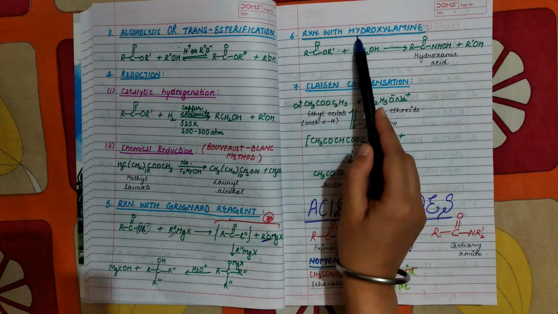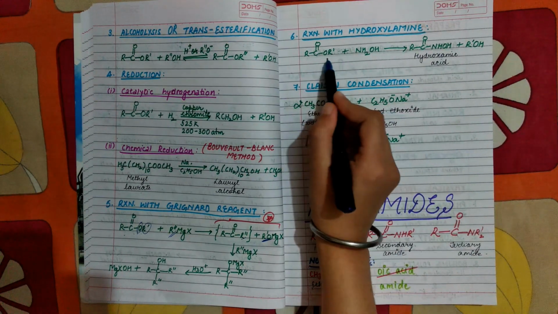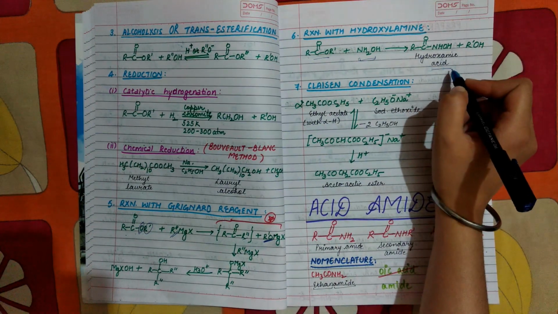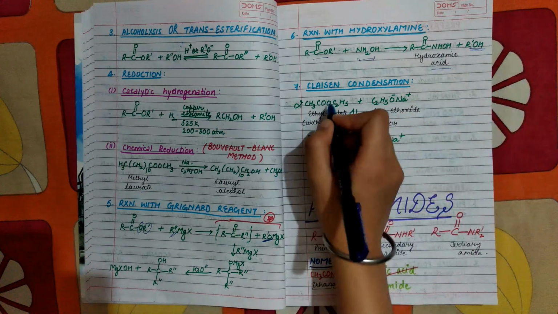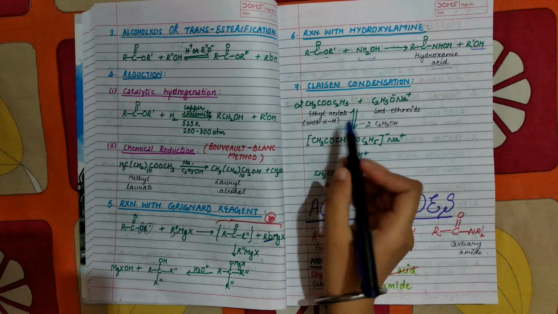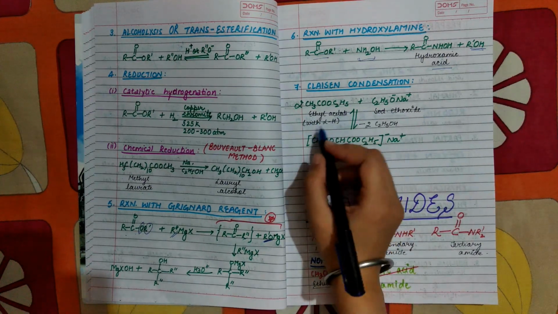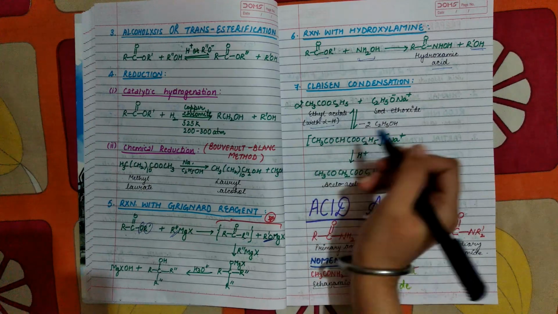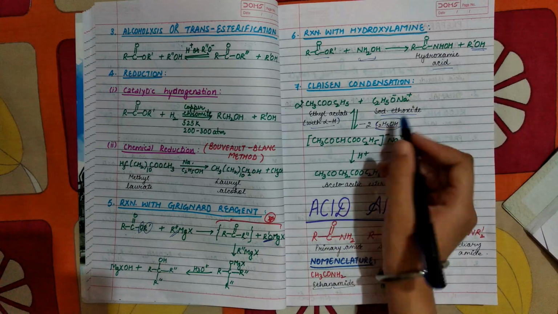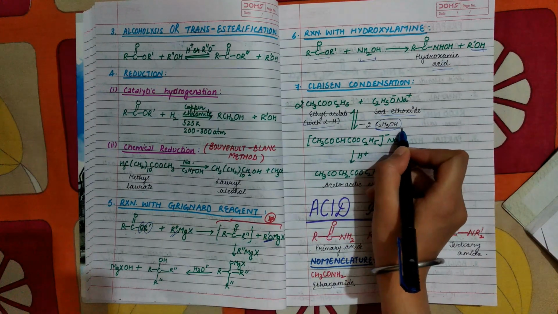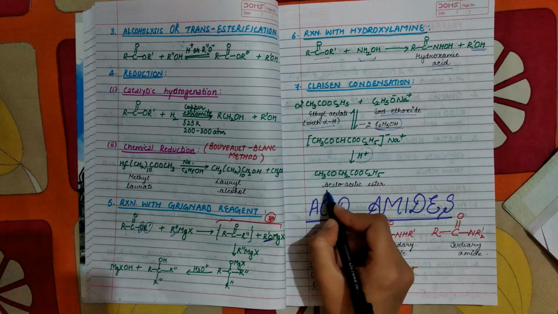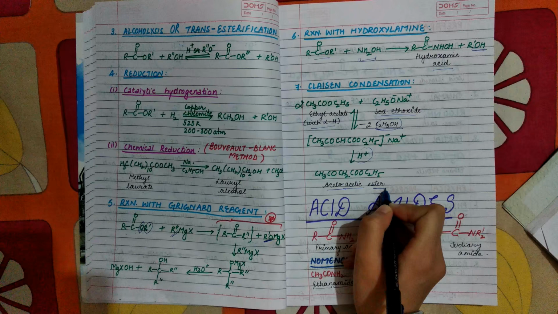Then we have reaction with hydroxylamine. This is the ester reacted with hydroxylamine to form hydroxamic acid plus alcohol. Then we have Claisen condensation. In Claisen condensation, ethyl acetate, which has an alpha hydrogen, is treated with sodium ethoxide. From here, 2 molecules of ethanol are removed and, in acidic medium, we get acetoacetic ester.